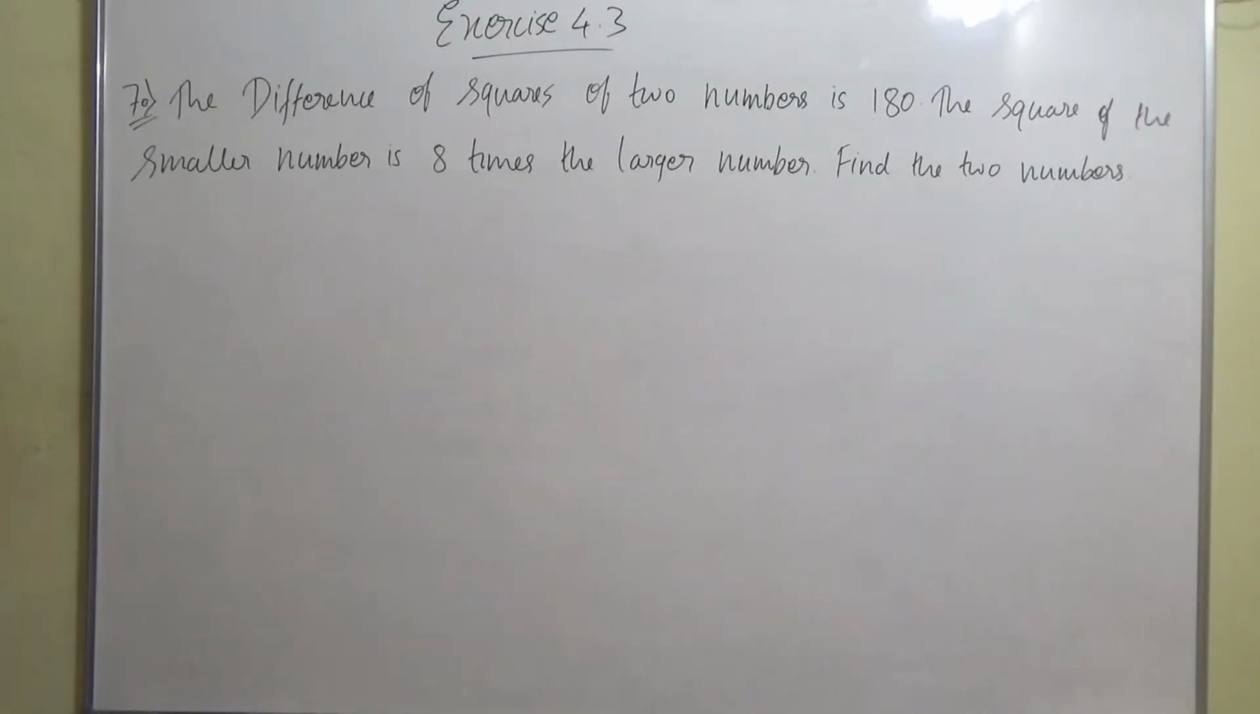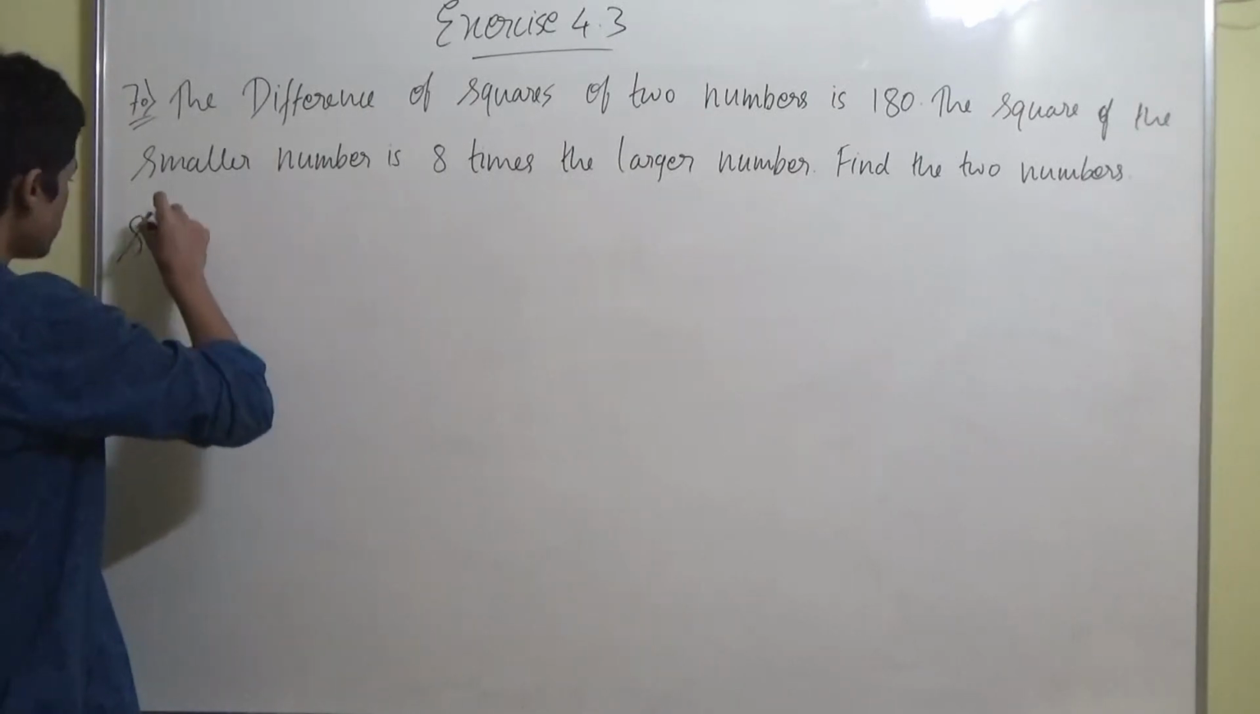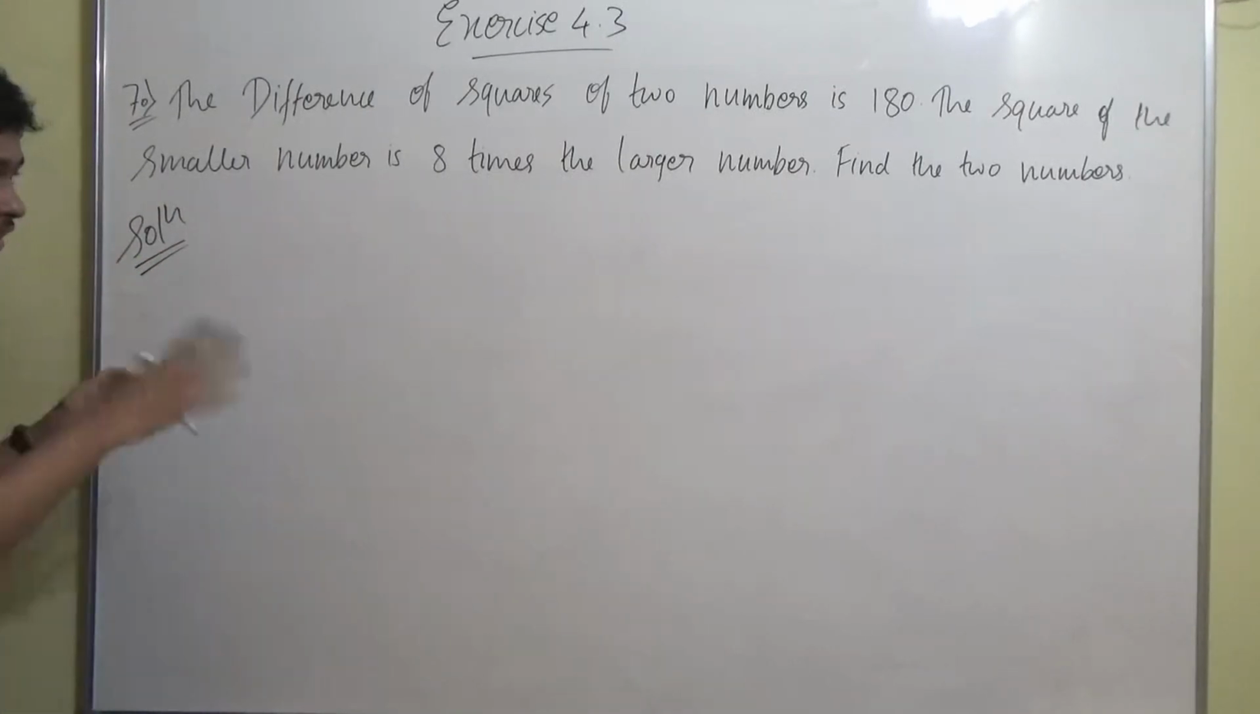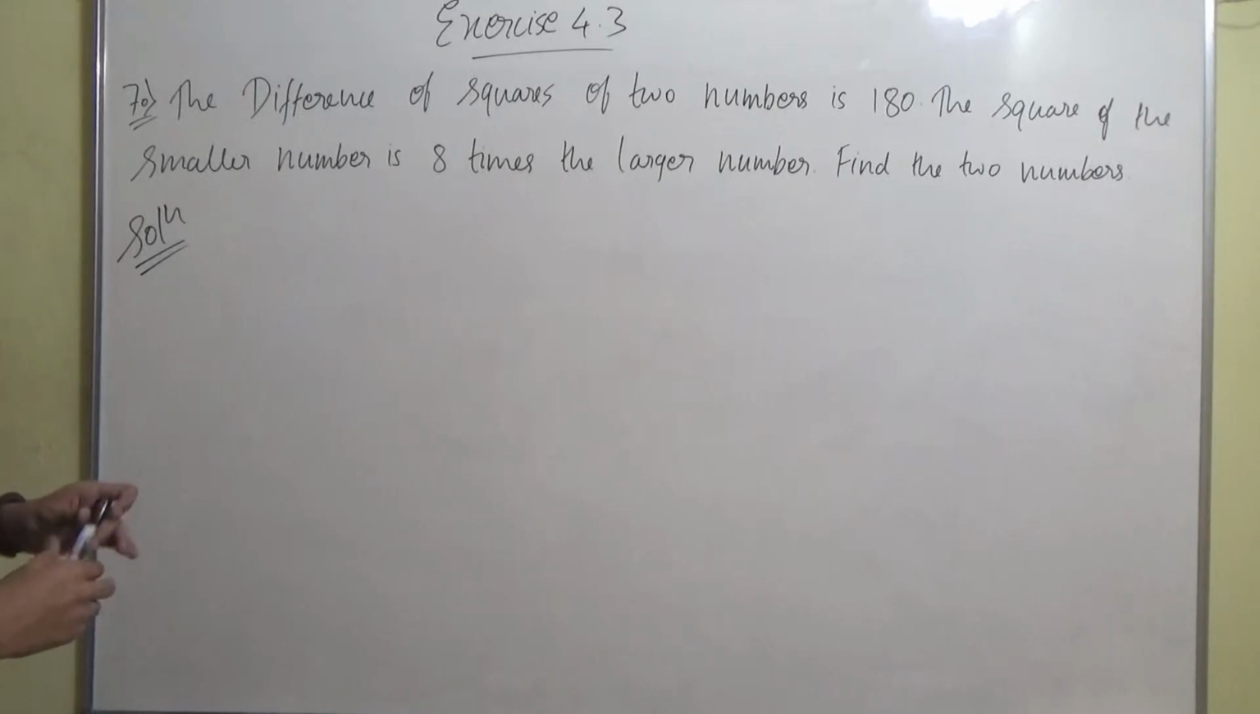Okay guys, now let's go to the 7th question. The 7th question says the difference of squares of two numbers is 180. The square of the smaller number is 8 times the larger number. Find the two numbers. Okay guys, let's go to the solution. The question is just two lines, so it's crisp. So they are telling the difference of squares of two numbers is 180.